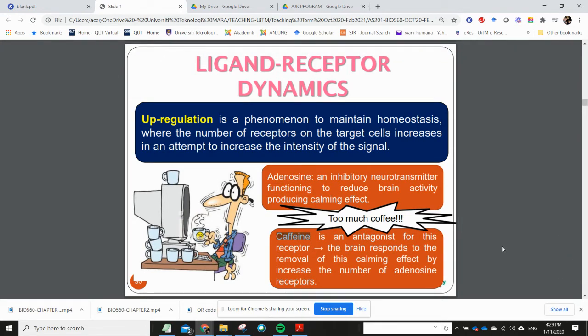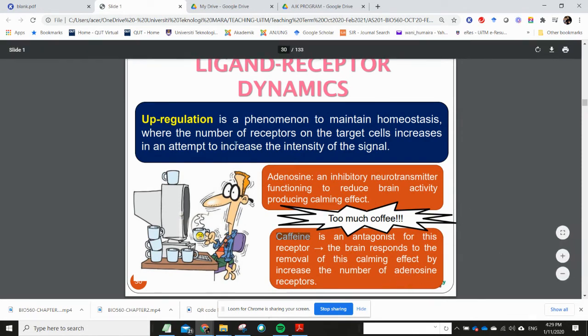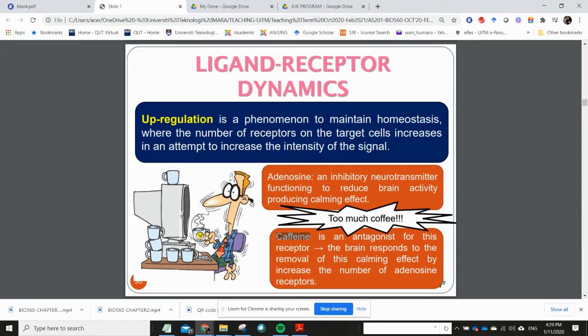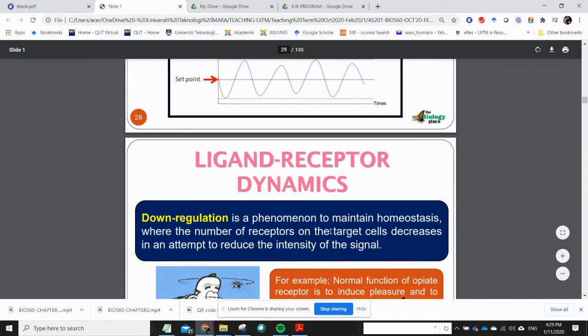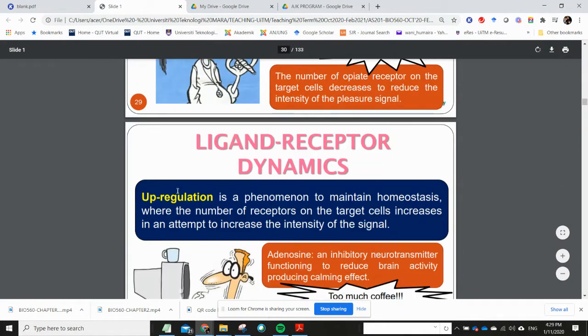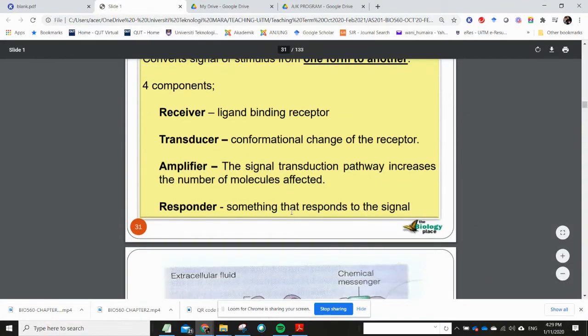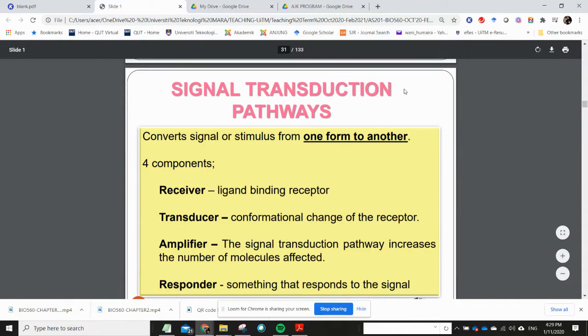To make adenosine able to bind to the adenosine receptors. That's why coffee lovers need to drink more cups of coffee to feel the same awakeness. I hope you understand this. The dynamic of ligand receptor interaction, whether down regulation or up regulation, depends on the number of receptors, whether they decrease or increase. Okay, so, signal transduction pathway.